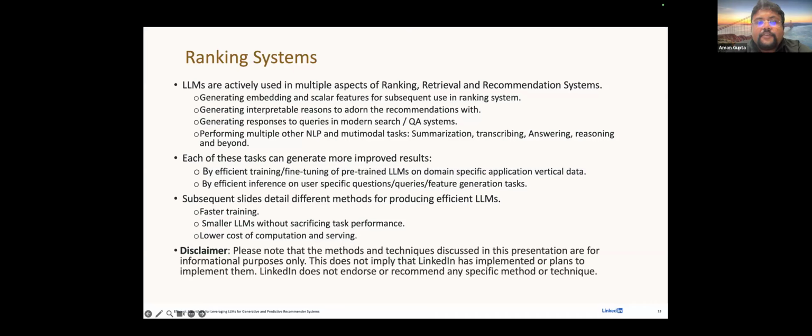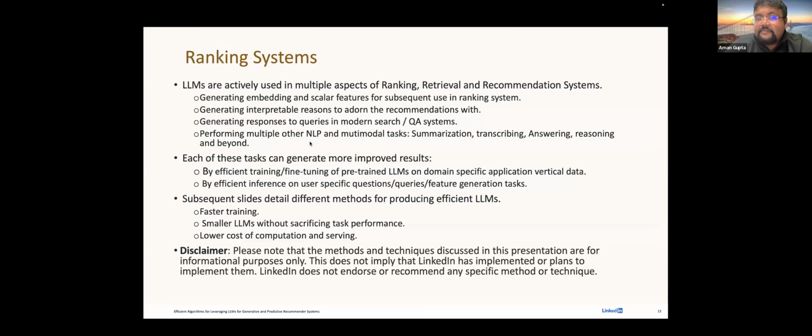Sorry about that. For ranking systems, LLMs are actively being used for generating embeddings. This is something that's been done for a while. They're being used to generate interpretable reasons for recommendations, for explainability. They're being used in modern search and QA systems to generate responses to queries. And I already mentioned agentic search is a big use case for LLMs. And they're also being used for other tasks. Each of these tasks helps improve results for surfacing the most important results to a user, whether it's on a feed or for a search use case.